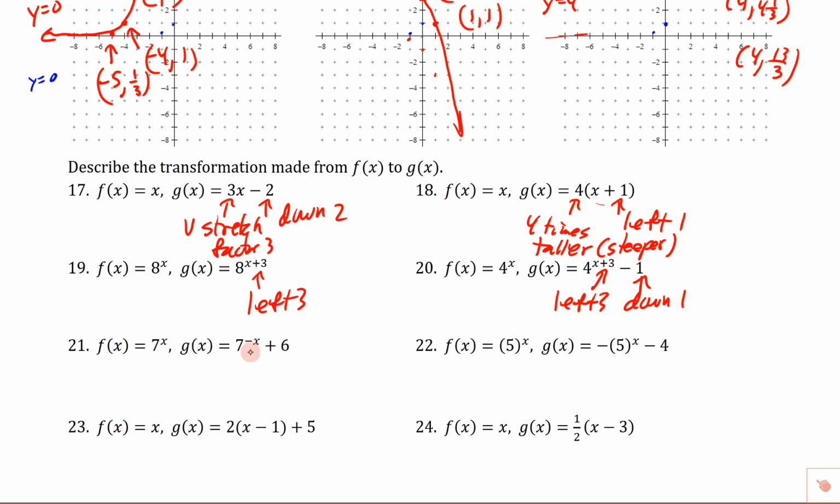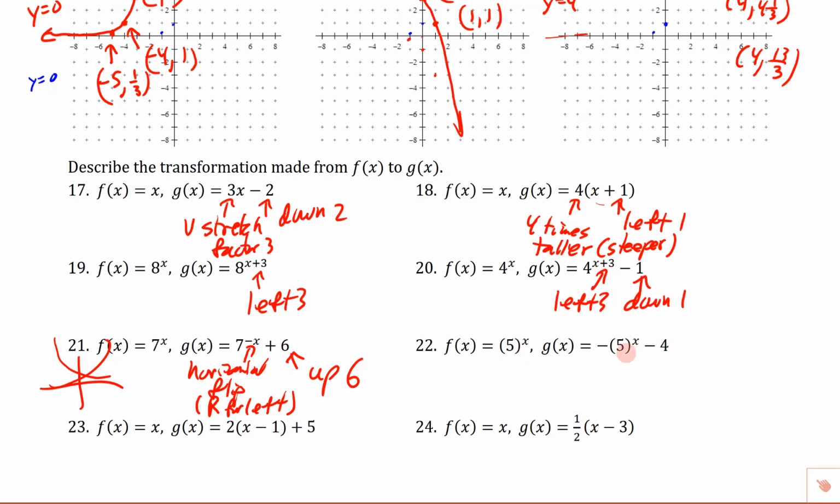All right, this one's kind of interesting. Notice that we've got a negative in front of the x. That is a horizontal flip. Okay, so horizontal flip. That's right, 4 left. So let me show you what that would look like. If the normal exponential looked like this, we would flip everything to the other side. So it would go like that. We'd have a horizontal flip. It would flip across the y-axis. Okay, and this would go, let's see, up 6. So we'd flip it around and then we'd move it up 6.